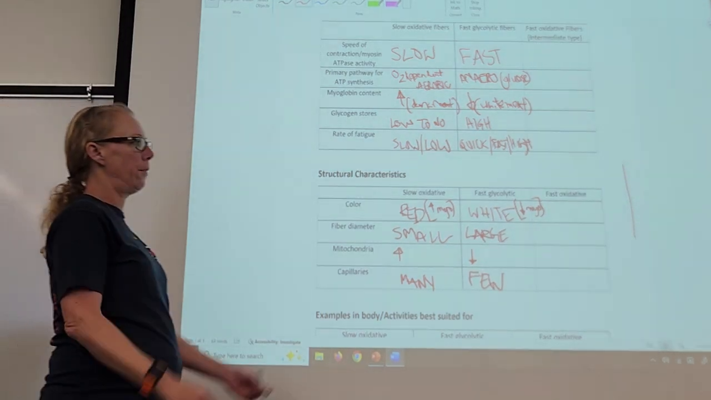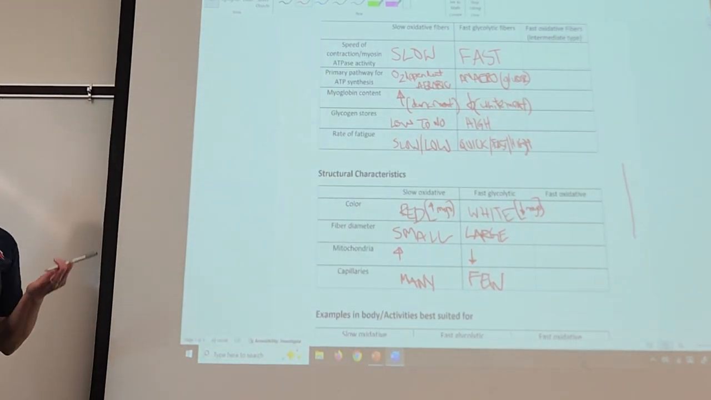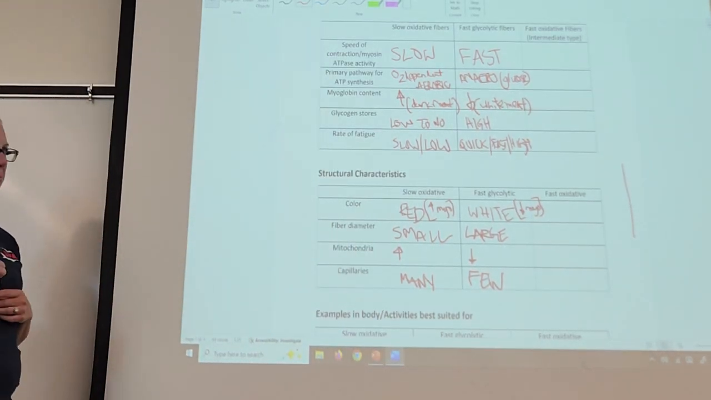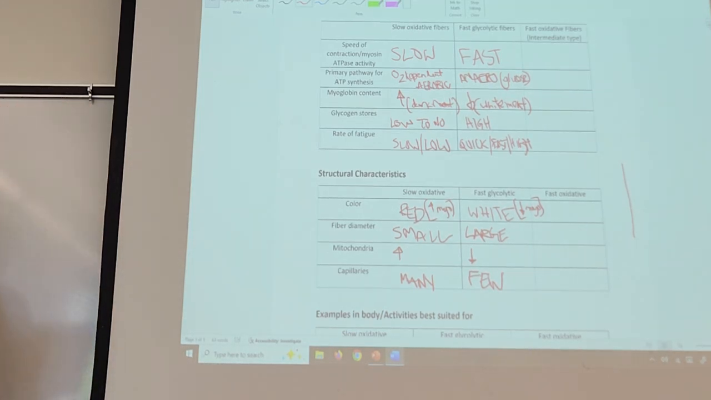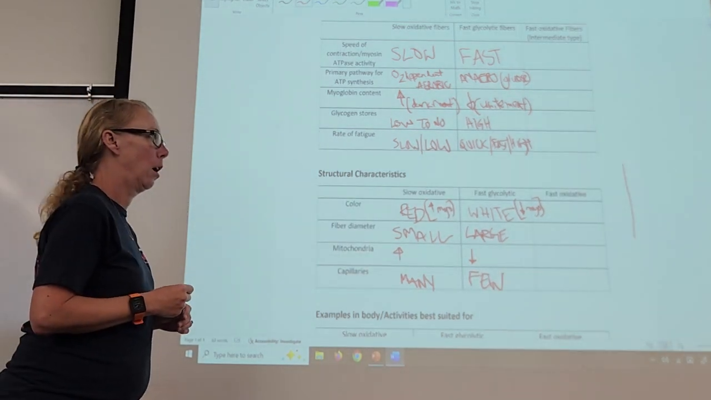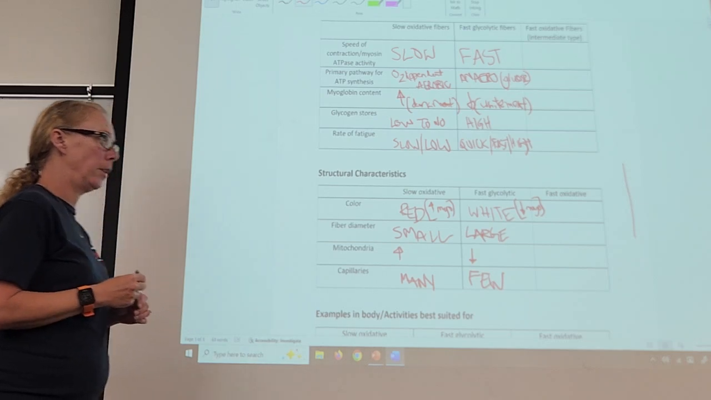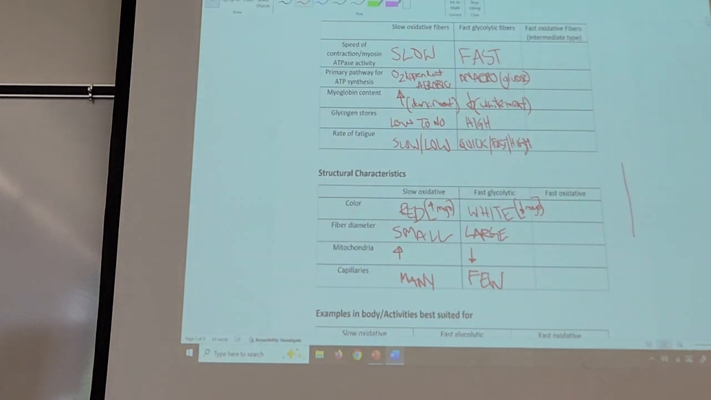The color for fast oxidative would be relatively in the middle of red and white. What color would you say that is? Pink. Fiber diameter, medium. Mitochondrial stores are going to be high, but not as high as slow oxidative, so kind of middle high, middle of the road. And then capillaries, because they are oxidative, they're going to have a lot, but probably not as many, so again in the middle of the road.